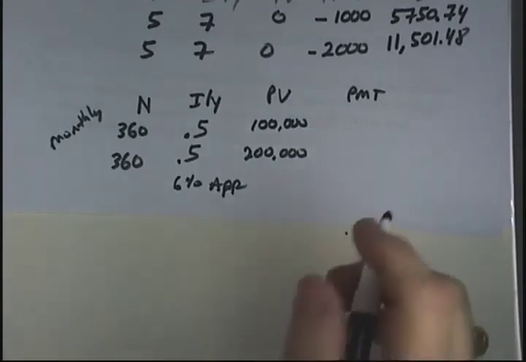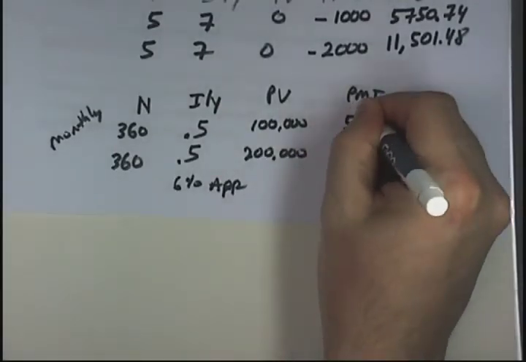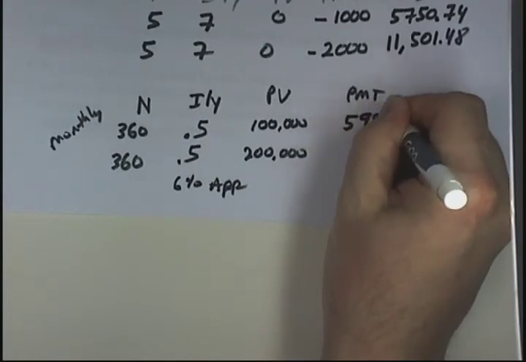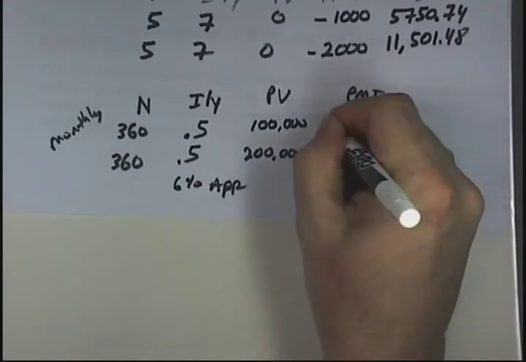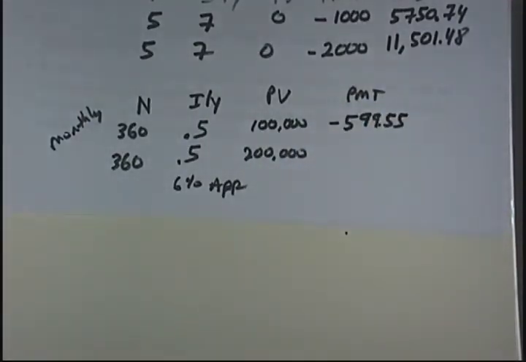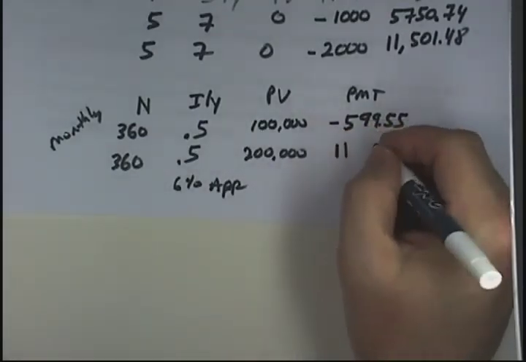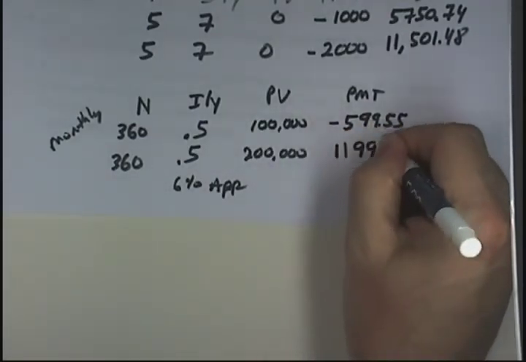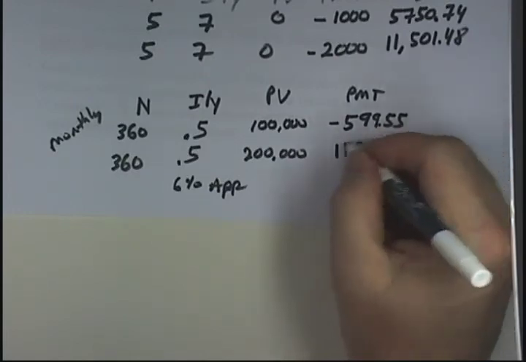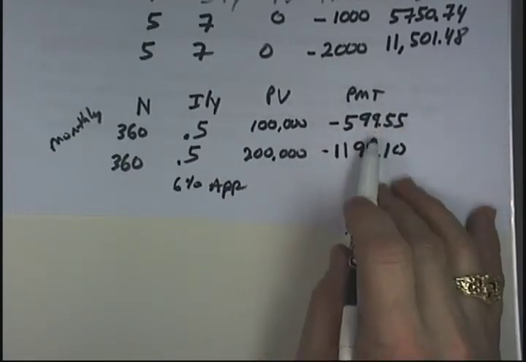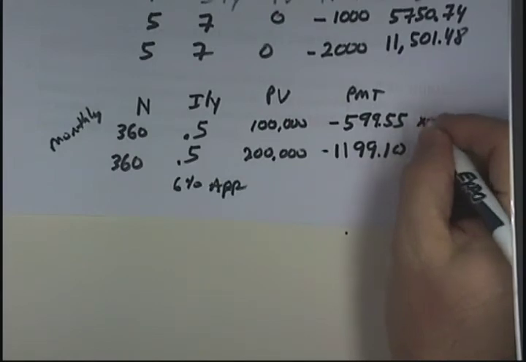I come up with a payment of $599.55 for the $100,000 loan amount. The calculator, of course, put a minus sign in front of that for me because I'll be paying out that payment. And when I double the loan amount, I get $1,199.10, which is exactly 2 times the payment amount.